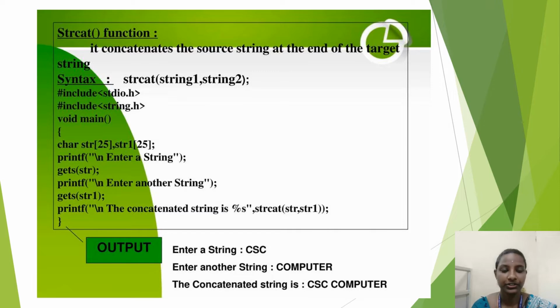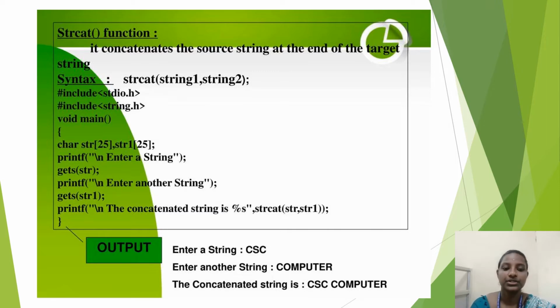Our next string handling function is string concatenation. String concatenation is nothing but combining two strings to form a final string. For this, we are using the function strcat. Strcat is used to perform concatenation, that is combining two strings. So it concatenates the source string at the end of the target string. The first string is our source string and the second string is our target string. So we are going to combine this source string to the target string to get the final concatenated string.